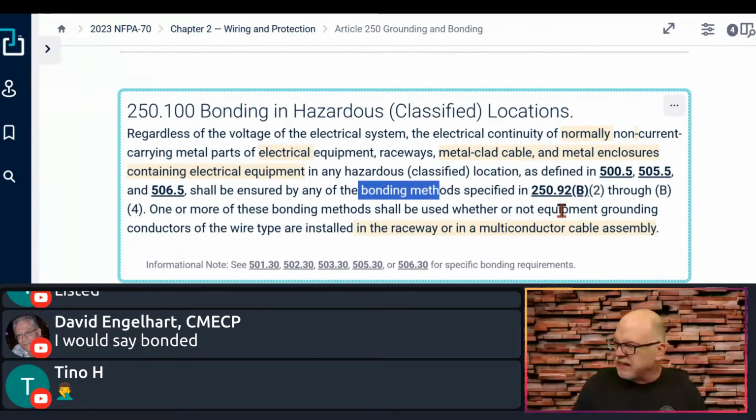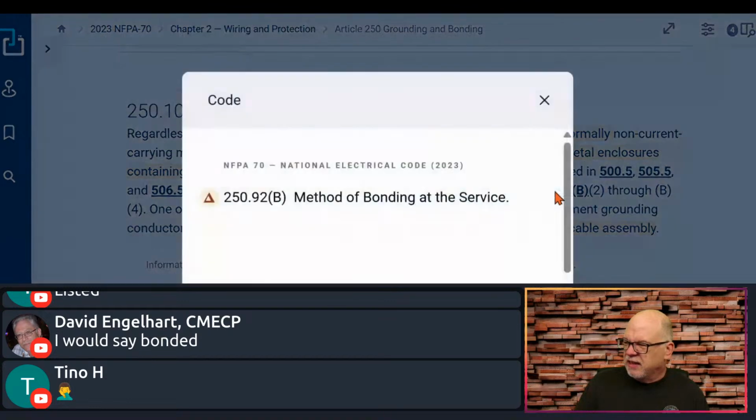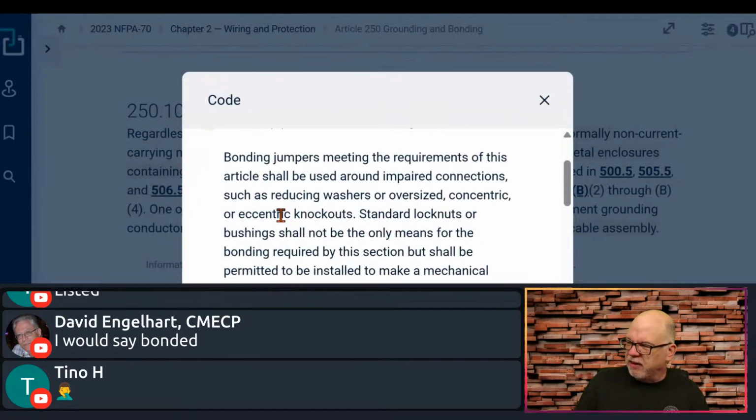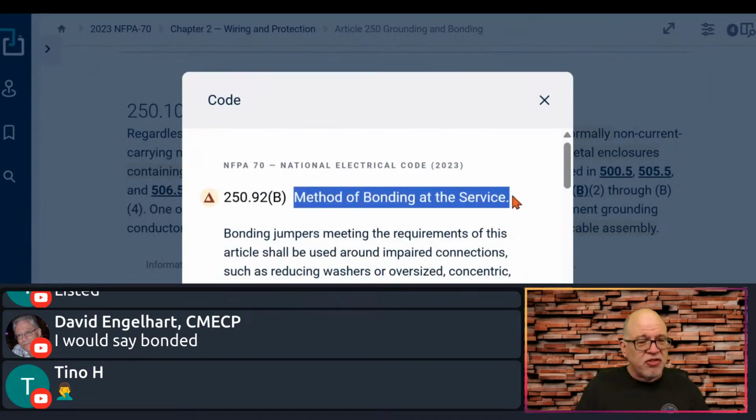Again, 250.92(B)(2) through (B)(4). That means you can't use the grounded neutral conductor, but it gives you other ways, and it basically acts like this assured bonding that you would have at a service, okay? That type of thing, because, and I'll click it so you can see, that's exactly, for example, right here, methods of bonding at a service. That's just a higher level of bonding that we have to do.